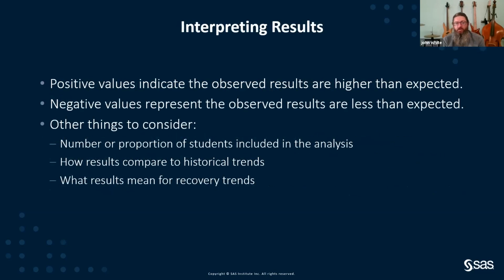So when we see positive values, those are going to indicate observed results being higher than expected. So our observed data in the 2021 school year was higher than where we were expecting those students to score. When we have negative results, which is much more likely in comparing an observed pandemic experience to a pre-pandemic expectation, because on average at the state level, that is what has happened, the negative results represent the observed results being less than expected. So again, we'll see more on the negative side.